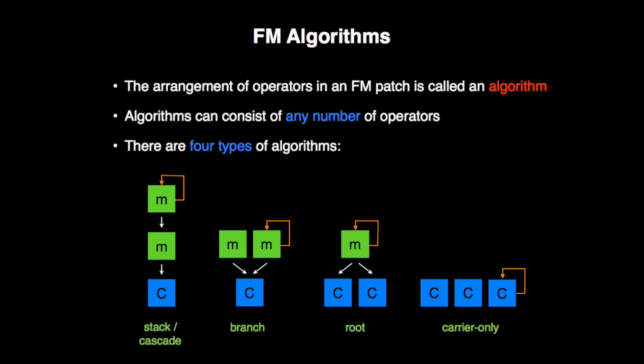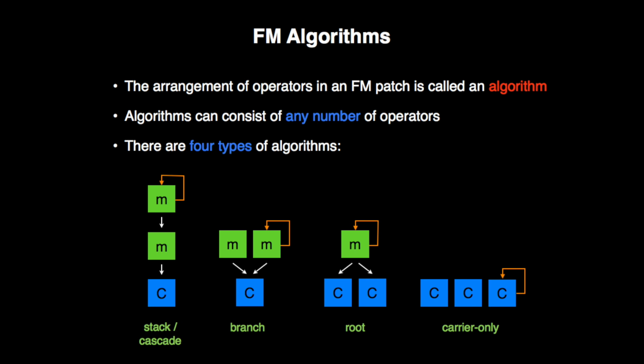And algorithms can consist of any number of operators. And there are 4 different kind of families of algorithms. And I've put them on the slide. All these examples use 3 operators. There's the stack or the cascade, which we just heard, where you've got a modulator modulating a modulator modulating a carrier. We can have algorithms that are like branches, where we've got 2 different modulators modulating the same carrier.